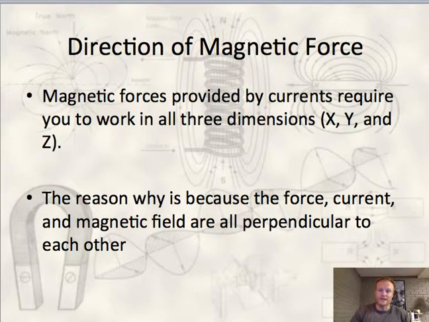The direction of the magnetic force is important because remember, force is a vector quantity, so it's going to have a numerical value to it, which we'll get to when we get to the equation, and a direction. With magnetic forces, we're going to be working in 3 dimensions. You have the x, which typically is the horizontal, the y, which is the vertical, and now the z-axis, which is kind of like coming into and out of your screen. The reason we have to deal with these 3 dimensions is that force, current, and magnetic field are all perpendicular to each other. So they all work in the x, y, and z axes.